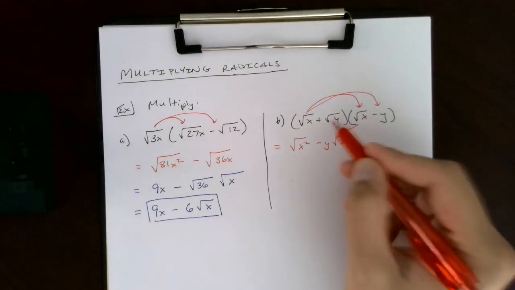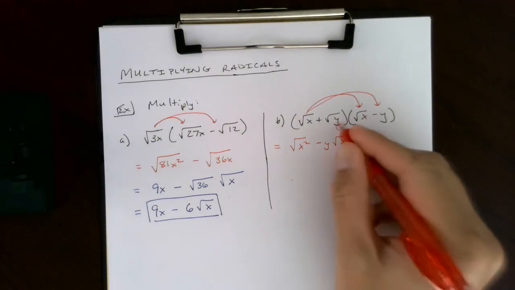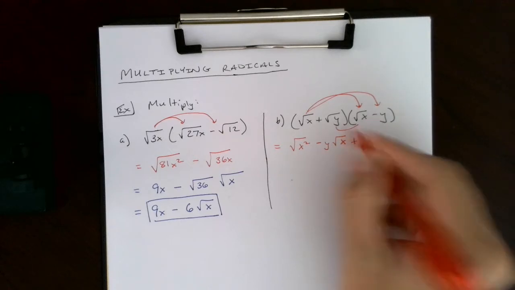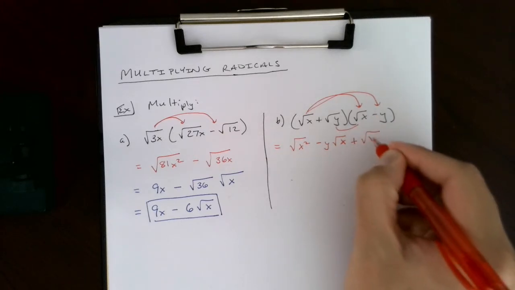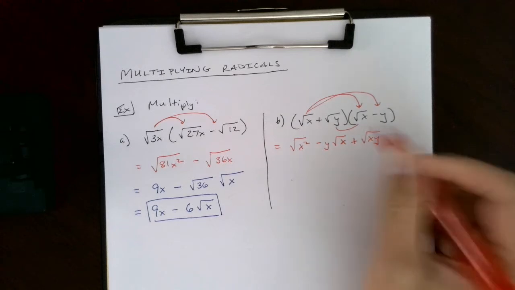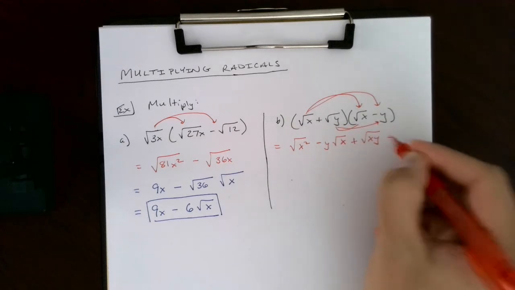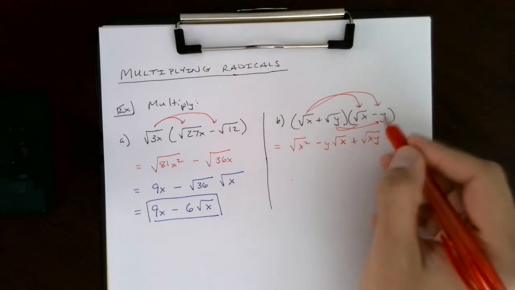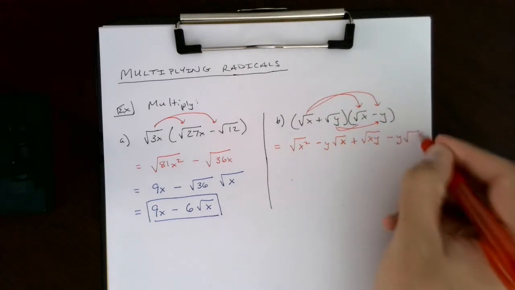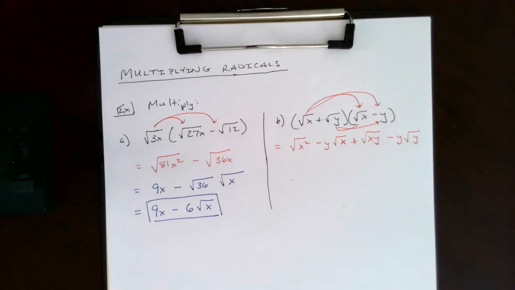The inner from FOIL, a positive times a positive makes it a positive. Square root of y times the square root of x, because they're both under square roots, you write that as a square root of xy, multiplying the insides together. And then the last, the positive times a negative makes it a negative. Square root of y times y, the y is not under a square root, so it's y, and then just square root y, just write them next to each other.